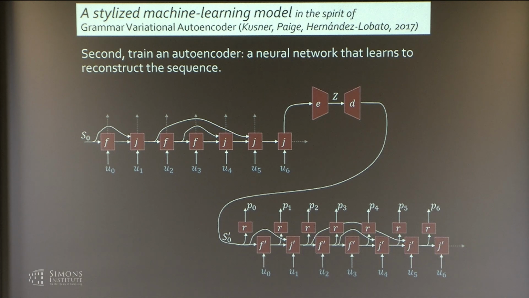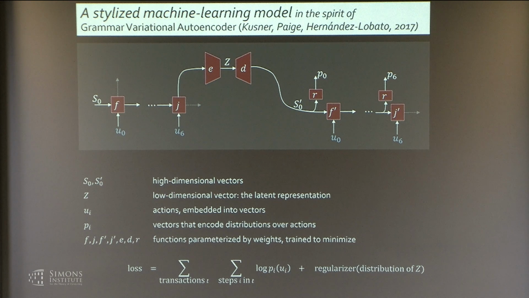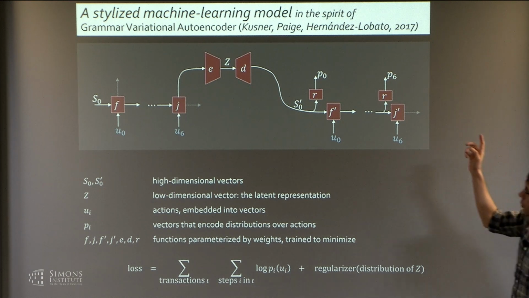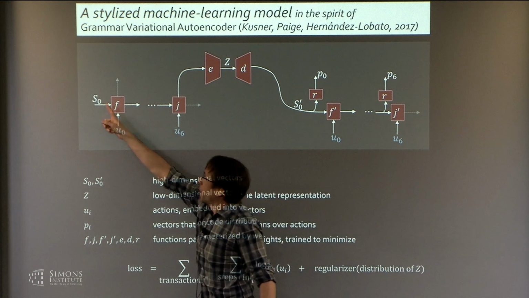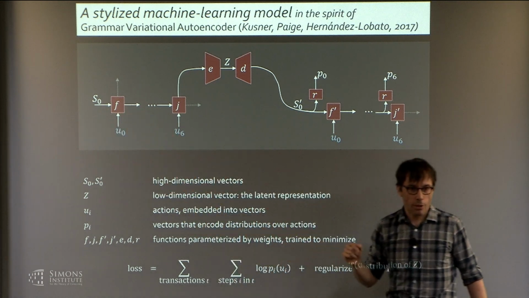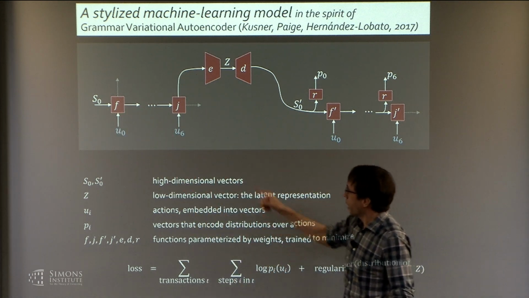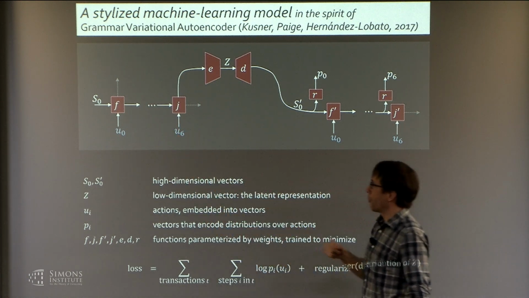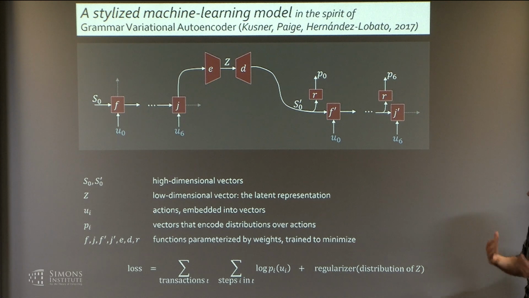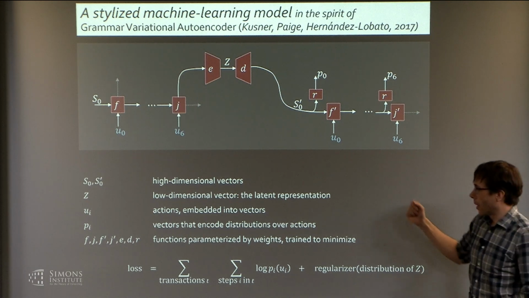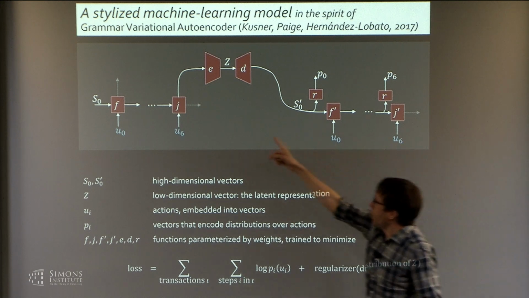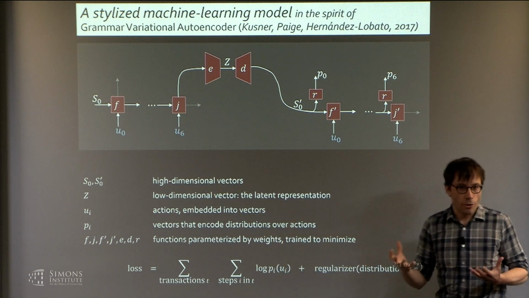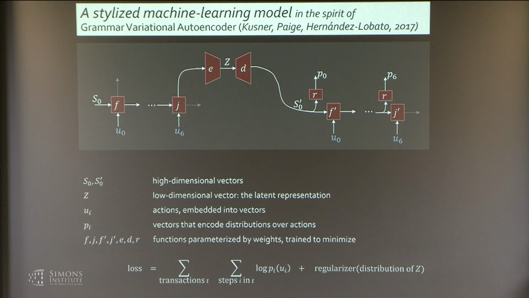I need to write down an equation, I think. Here I've omitted some of the details, so let me just repeat. We're talking about state being represented as high-dimensional vectors. I'm talking about these messages, the words in my grammar, as being the actions, embedded into vectors. And these red boxes are just computations parameterized by some parameter.